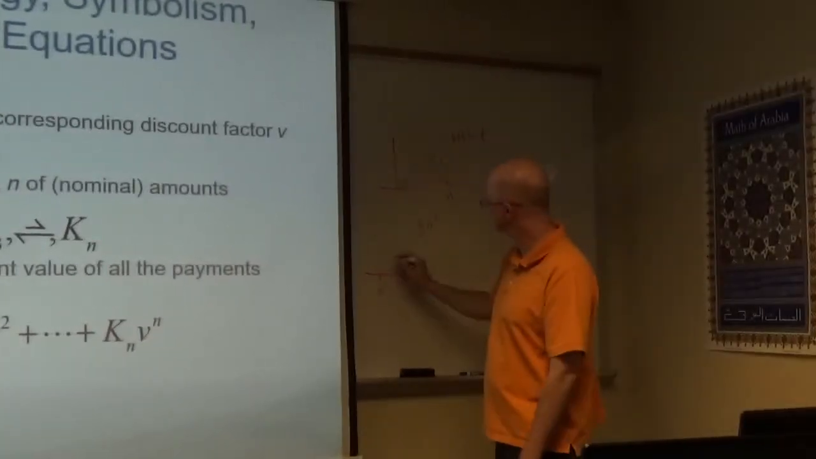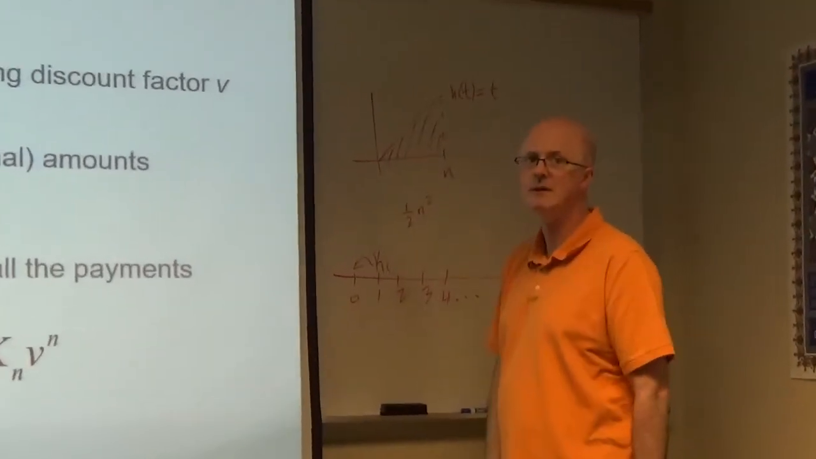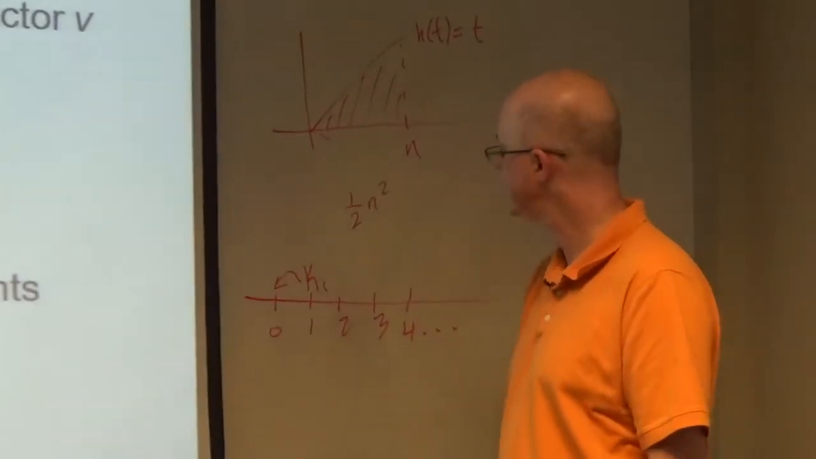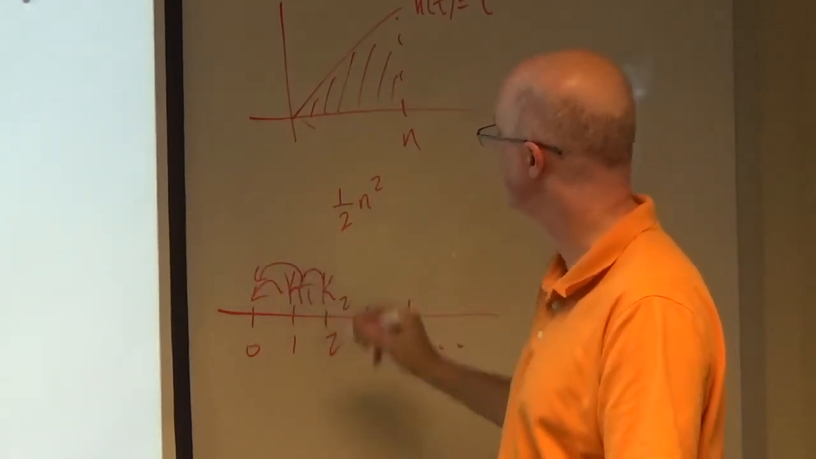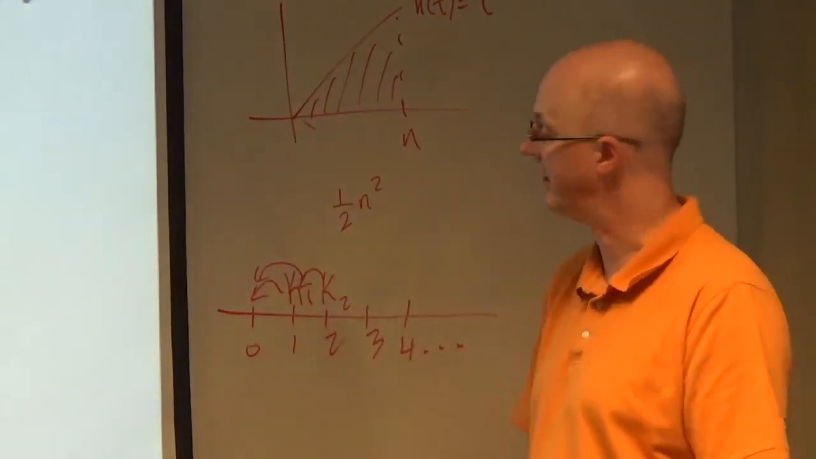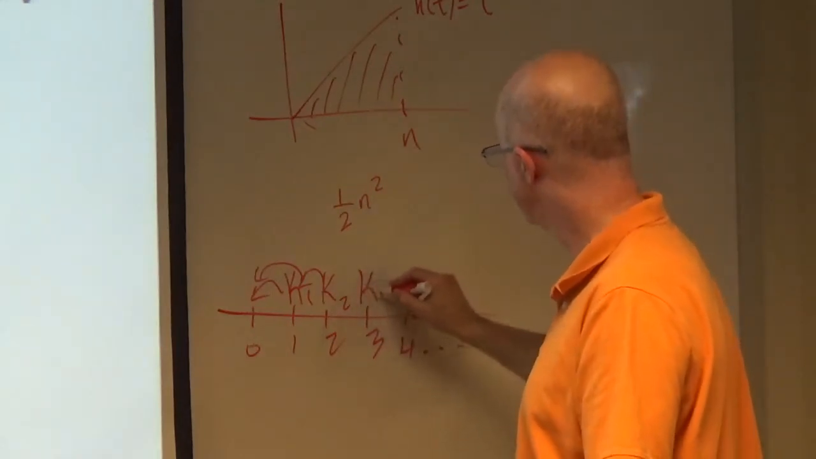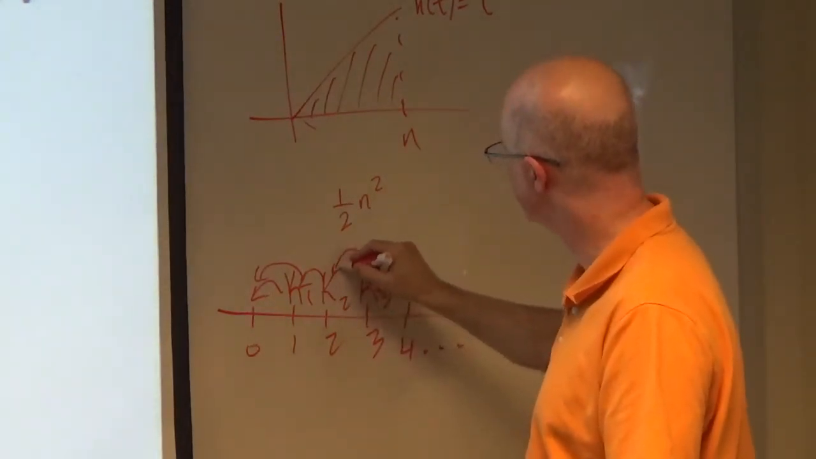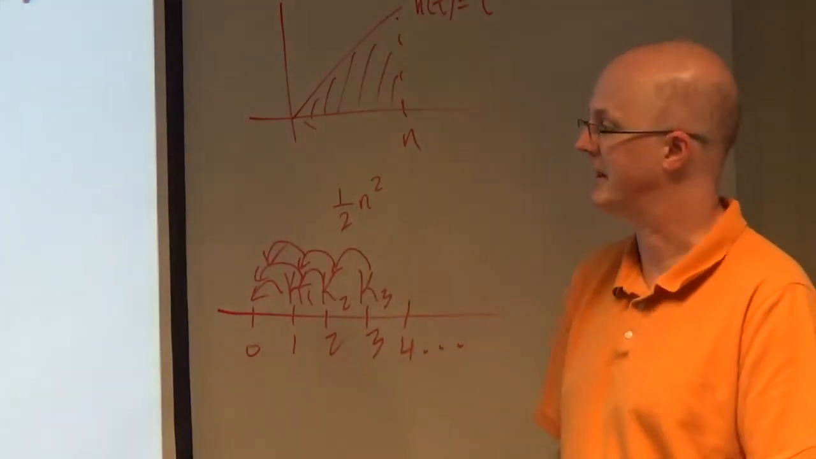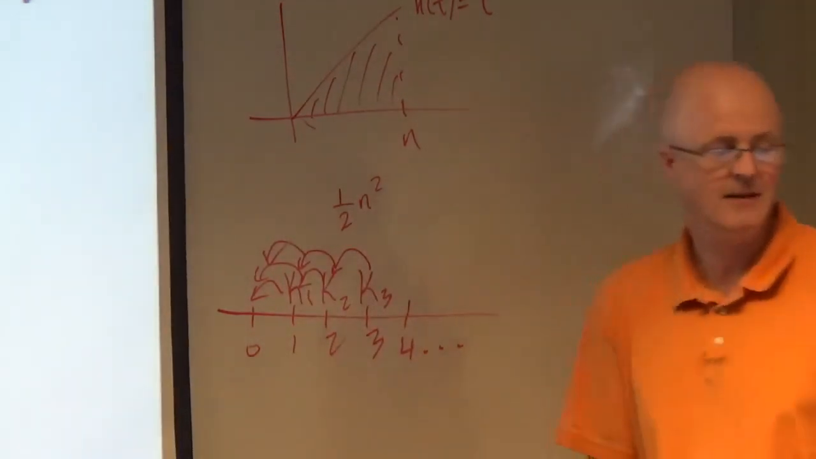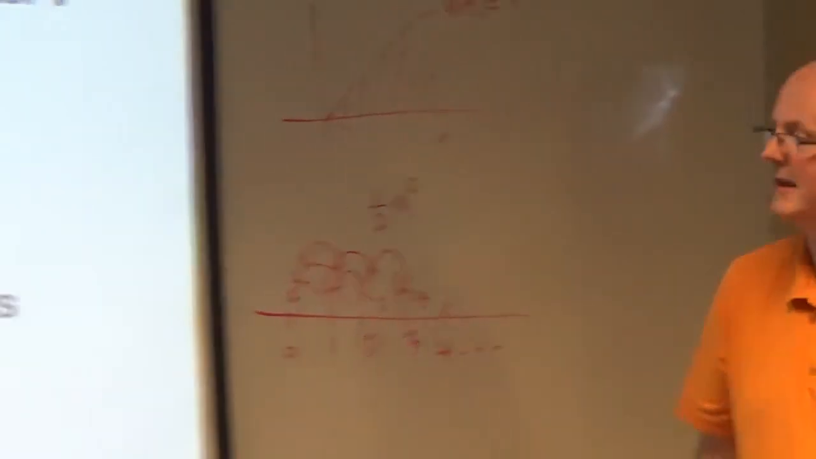Payment K1 has to be discounted back to time 0, so I need to multiply K1 by v. K2 has to be discounted back 2 periods to time 0, so I need to multiply by v squared. K3 needs to get multiplied by v cubed, because it goes back in time by 3 periods, and that's where you get this equation that you see. L has to equal that thing.